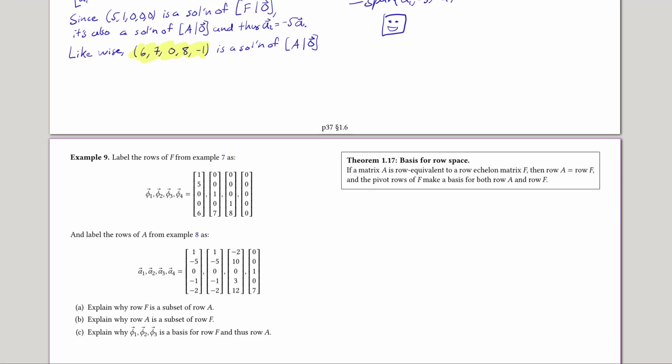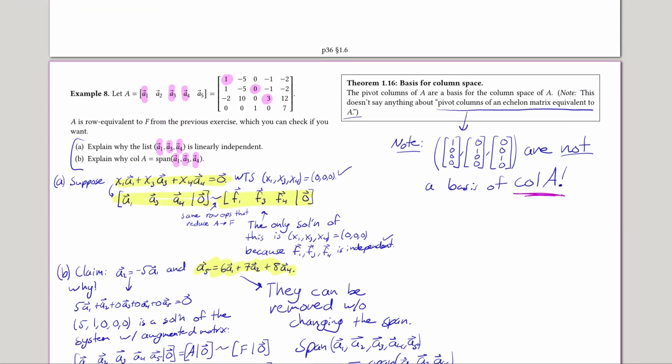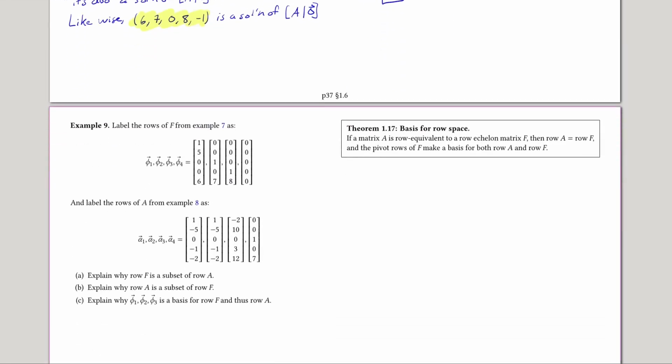We've got this theorem, 1.17, the basis for the row space, which says if a matrix A is row equivalent to an echelon matrix F, then the row space of A is equal to the row space of F, and the pivot rows of F make a basis for both row A and row F. And that's different from the previous one. The previous one says the pivot columns of A are a basis for the column space, but with the row space, it's the pivot rows of F.